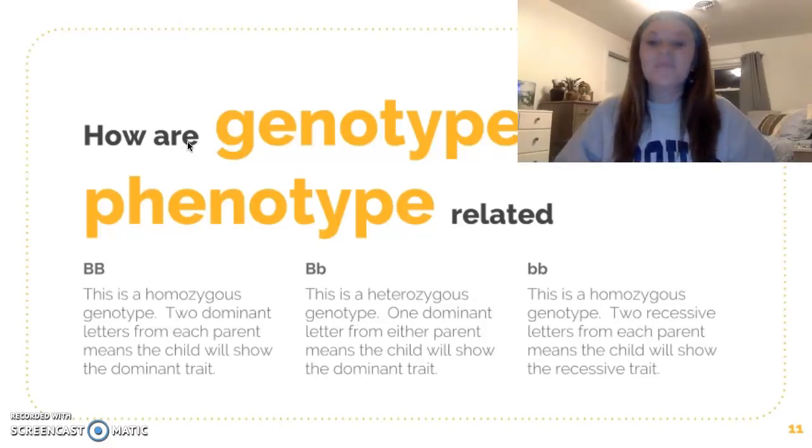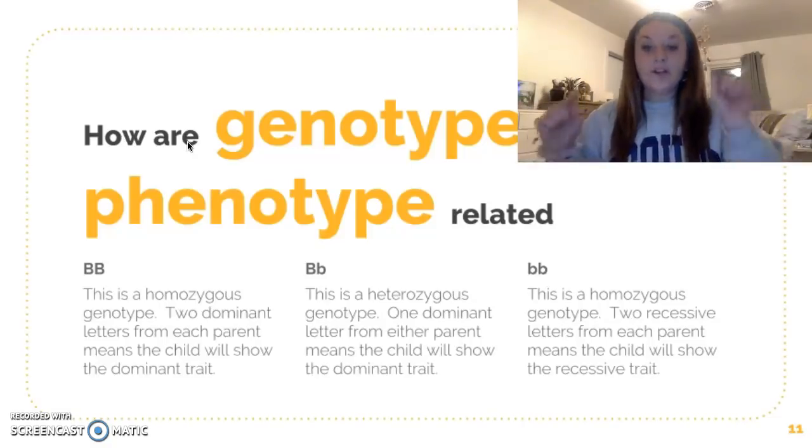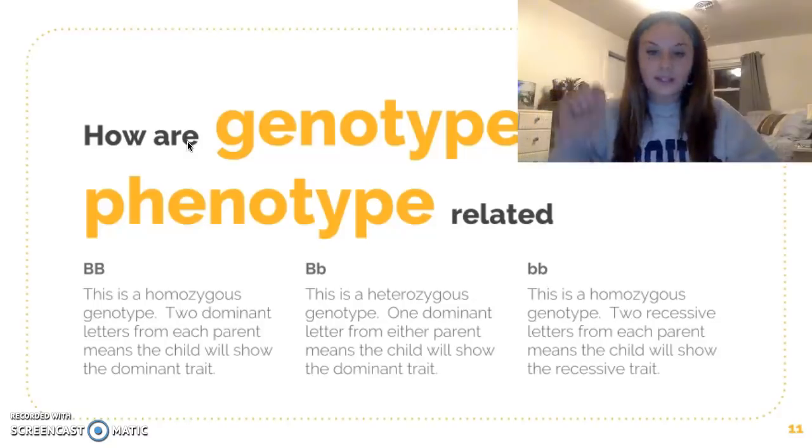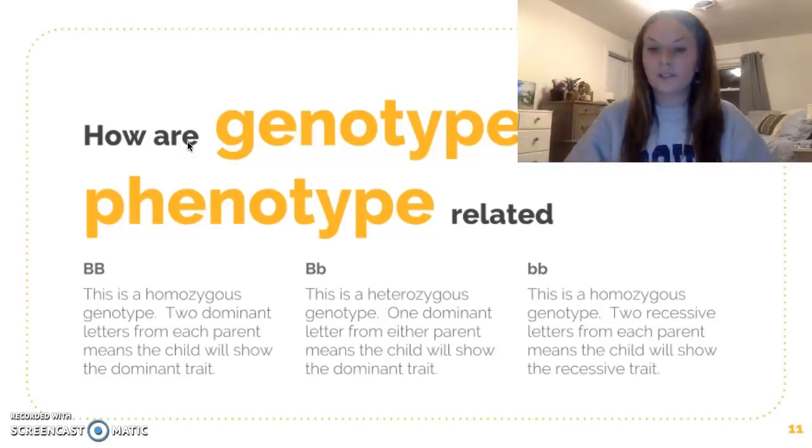And lastly, lowercase b, lowercase b. We call this a homozygote because two lowercase letters next to one another, they're the same letter case, so homo means same, homozygote. However, you see how this homozygote is different from the first one? This one has two lowercase letters, so what that means is there is no dominant trait in this child. No dominant trait whatsoever means that that person is going to show the recessive trait.